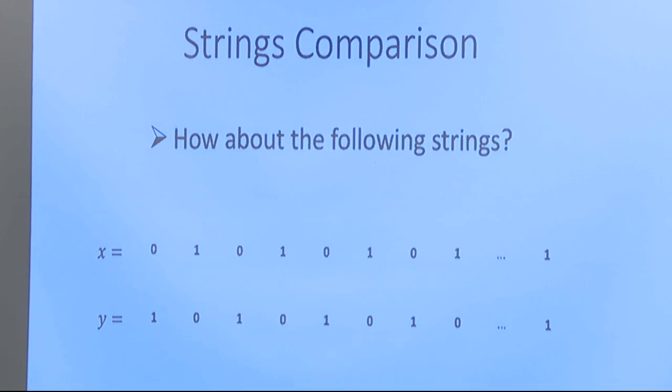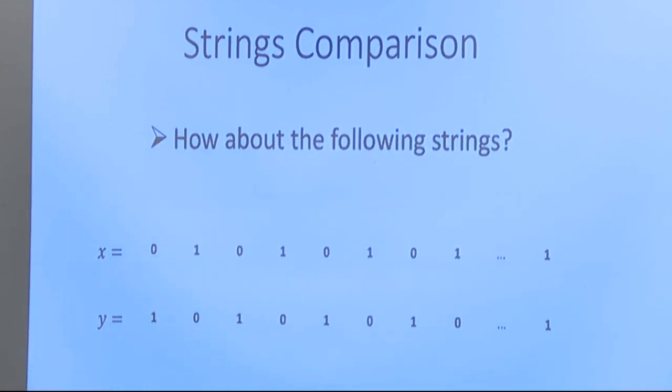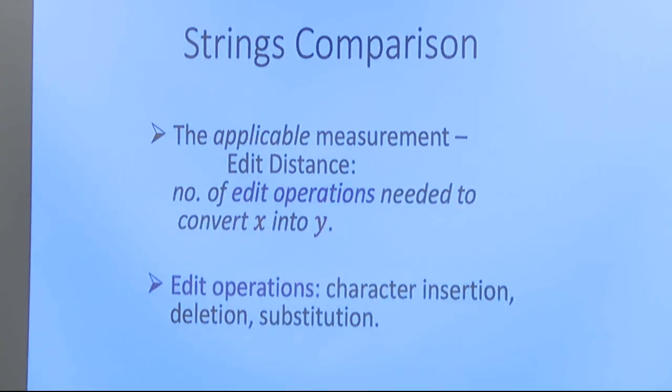So how about these strings? One string is 0, 1, 0, 1. The second string is 1, 0, 1, 0. If we measure their Hamming distance, then they are different in every coordinate. But in every reasonable measurement, we would like to say that these strings are similar. So the Hamming distance here is n, but we would like to have a different measure.